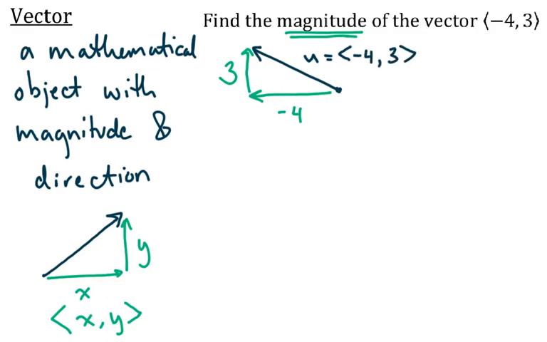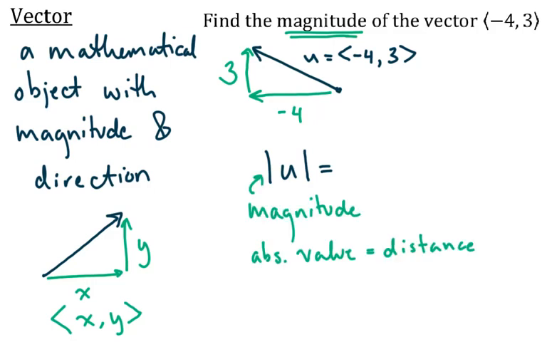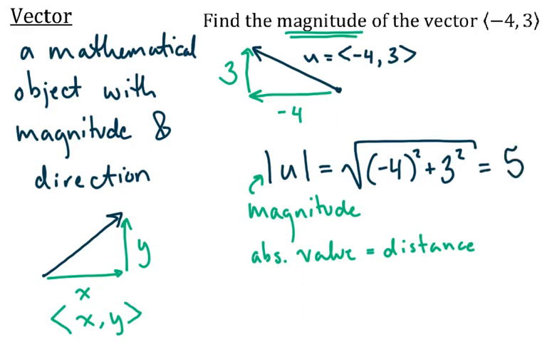As you can see here, we formed a right triangle, and if we're looking for the magnitude of the vector, which is written as the absolute value because we're still talking about a distance, this magnitude is going to be equal to, as I said, the Pythagorean theorem. You can also think about it as the distance formula, x squared plus y squared, (-4) squared plus 3 squared, which in this case is 5. So the magnitude of u, or the length of u, is 5.